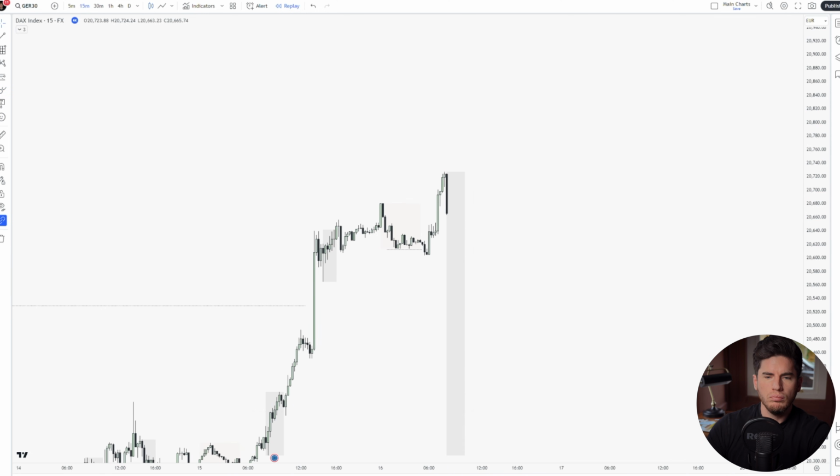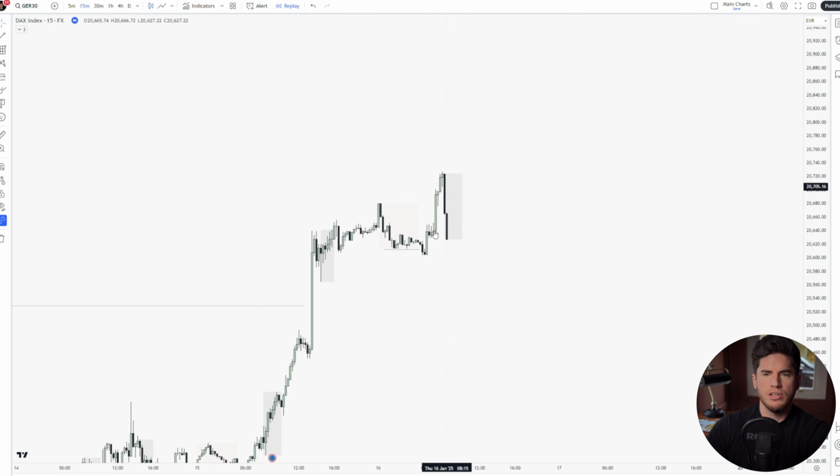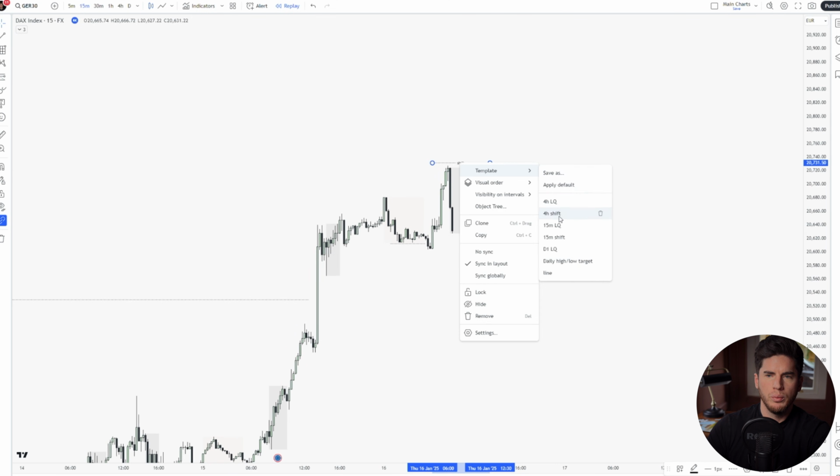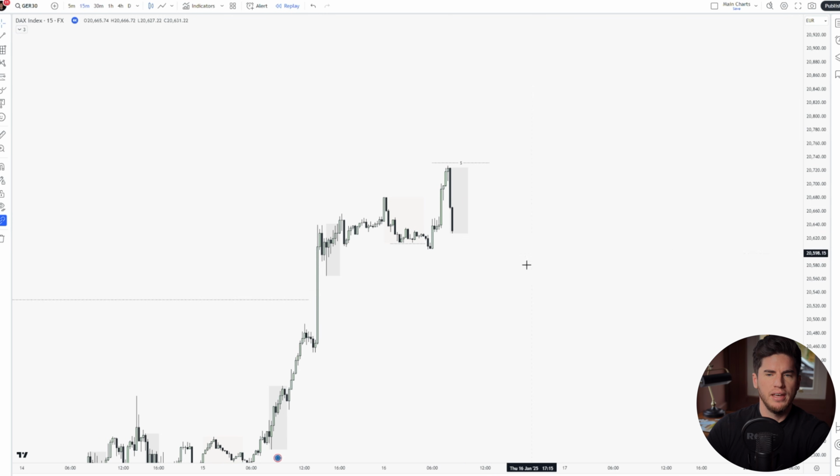So playing this forwards, seeing this as an early inducement to induce buyers into the market, which is also adding buy side liquidity resting above here. So we've got, sorry, wrong draw tool. We have 15-minute liquidity resting above here, but we also have liquidity resting below here.